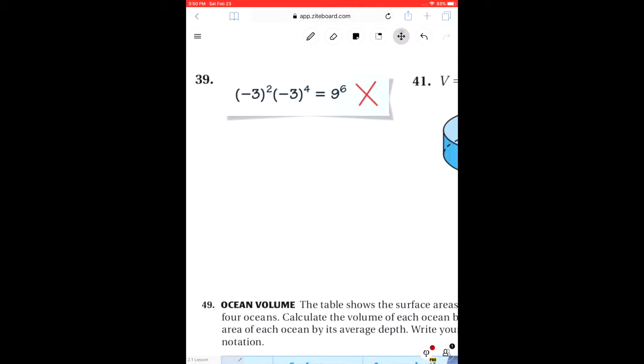39 is an error analysis question, so we have to figure out 2 things. 1, what is the correct answer? And 2, what was the mistake that was made? In these kinds of problems, the mistakes aren't random. The mistakes are actually quite intentional, and they're common. So we want to try to get into the head of the person who wrote this and figure out what were they thinking, what was the logic behind this mistake, what was the method to the madness.